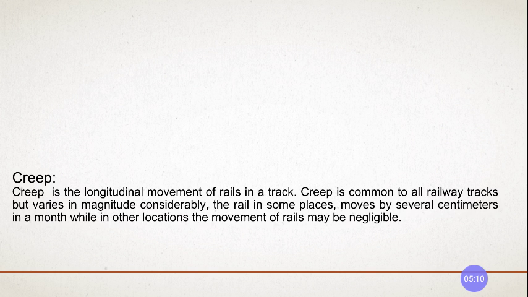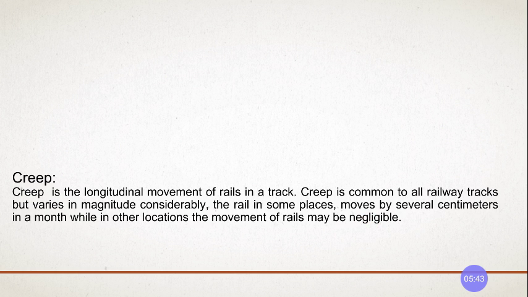You see creep. Creep is nothing but a longitudinal movement. Creep is a very important term in railways, and this is asked in the exam very commonly. Creep is a longitudinal movement of rails in a track. Creep is common in all the railway tracks but varies considerably in magnitude. The rails in some places move for several centimeters in a month, while in other locations the movement of the rails may be negligible.